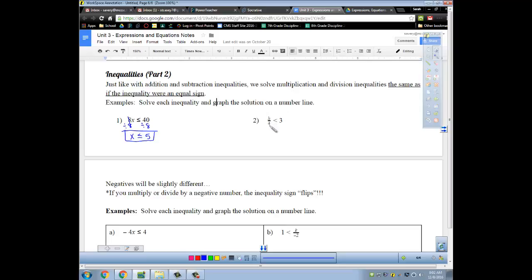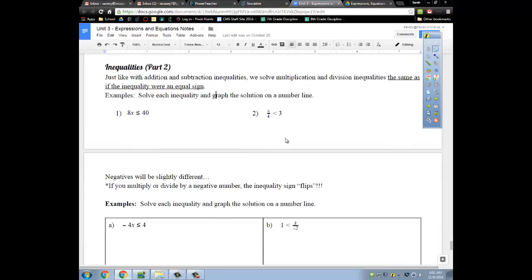Number 2, h over 4 is less than 3, which means h divided by 4 is less than 3. So I'm going to multiply both sides by 4. Get h is less than 12. So pretty much the same that we've been doing, but again, it's going to get a little different when we multiply or divide by a negative.